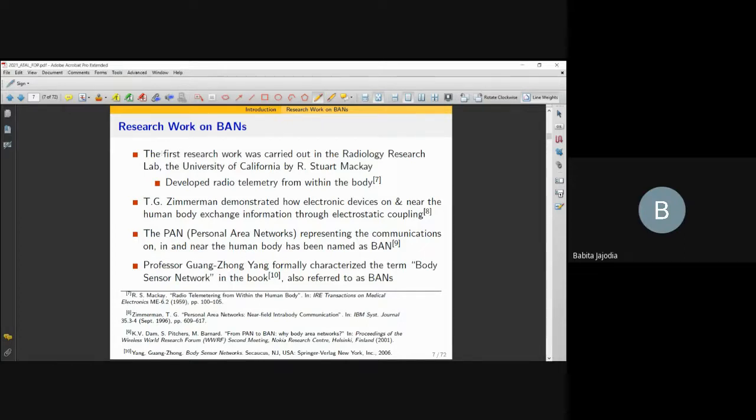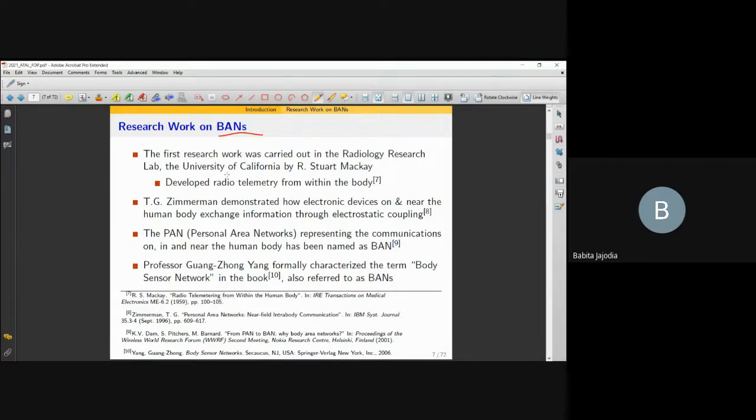Okay, so let's continue, right? When we say body area network, when we do any research, we should know its history and why we are doing it. Even if we are working on any research area, we should know why we are doing it and whether it will be required for human beings from the perspective of BANs, right?